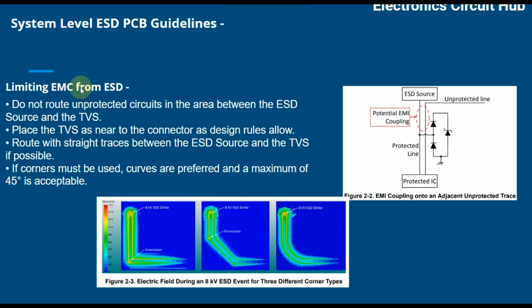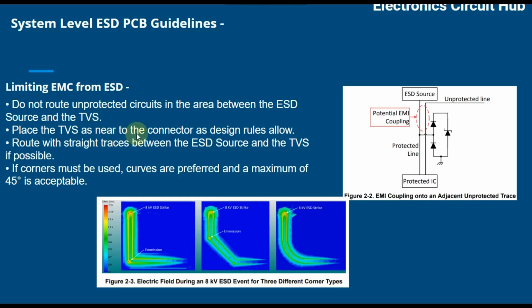Say you have an ESD source, you have a protected IC here, and here you use, let's say, a TVS diode or ESD diode. You cannot route your unprotected line between these areas, because it may impact your unprotected line. So you may follow this route: from here you go here and follow this route. Do not route unprotected circuits in the area between the ESD source and the TVS diode.